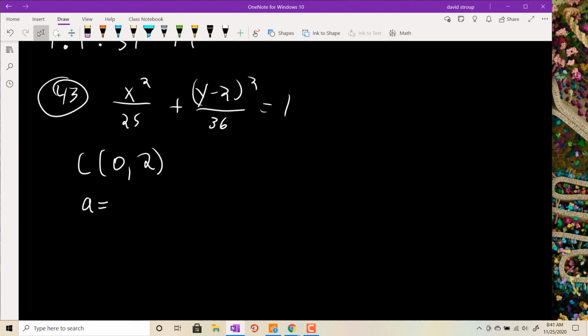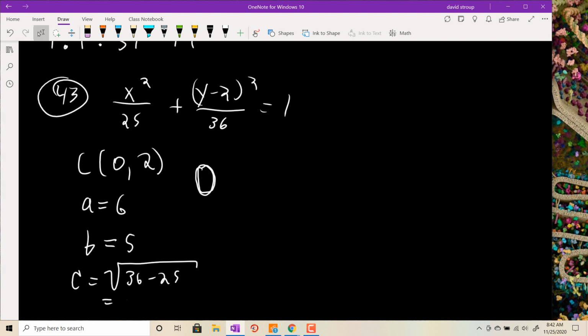Okay, so you may think a is 5. It's not. It's a 6 because 36 is bigger than 25. That also tells you the orientation is going to be with the major axis parallel to the y-axis. Okay. b value then will be 5, and c, you should have that in your formula sheet, will be the square root of 36 minus 25, which is, are we lucky to get 9? No, 11. Ugh. I have to open my calculator.